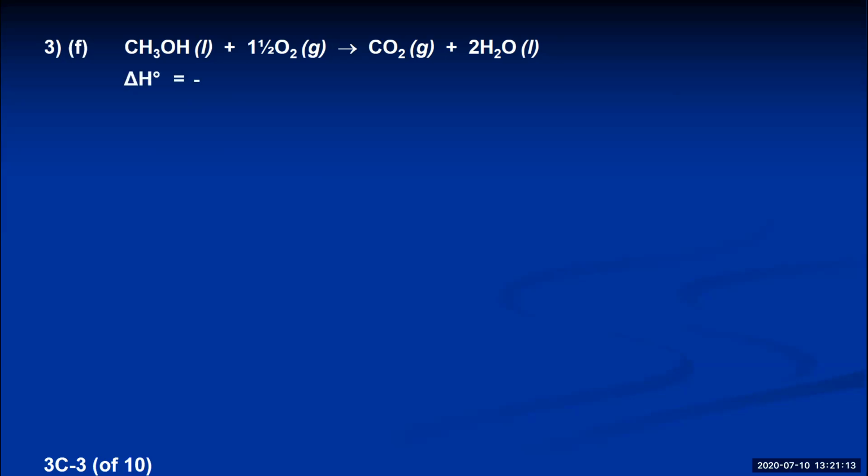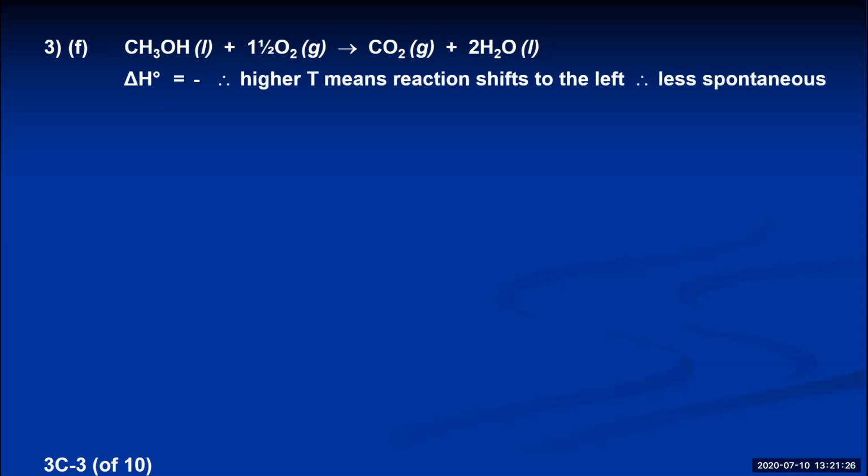We didn't calculate it, but I just sort of knew by common sense that a combustion reaction is exothermic, so delta H naught is negative. Higher temperature means the energy, which you place on the right side, would cause the equilibrium to shift to the left. And if it shifts to the left, that means the forward reaction is less spontaneous.